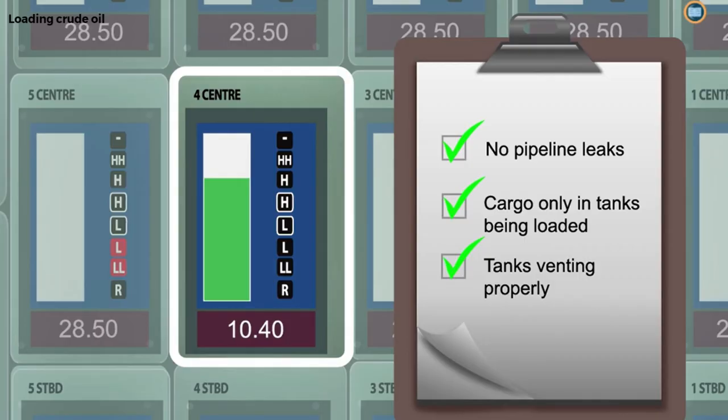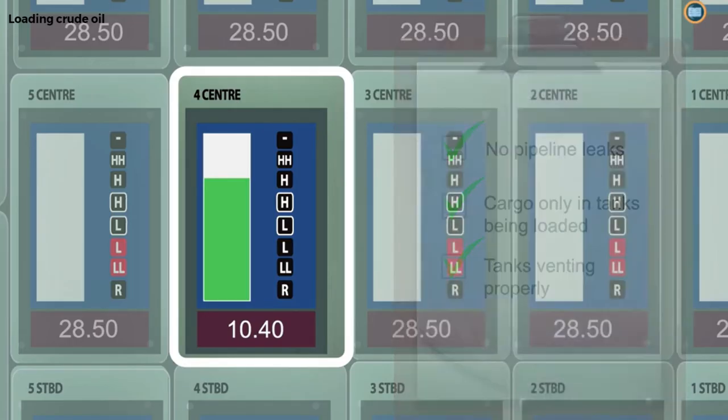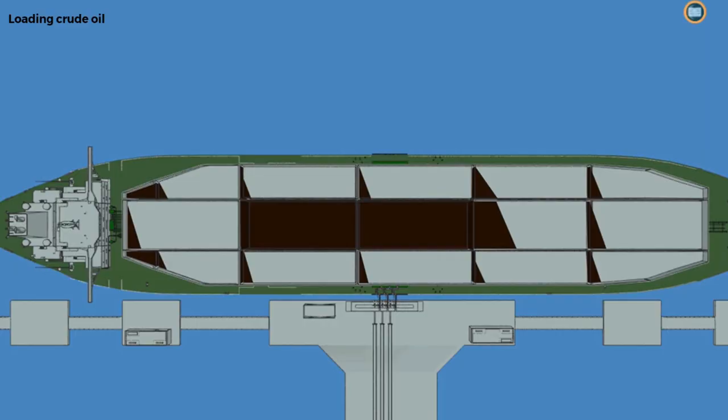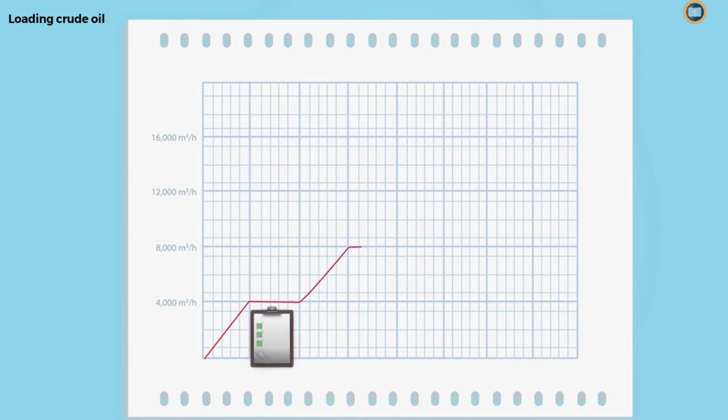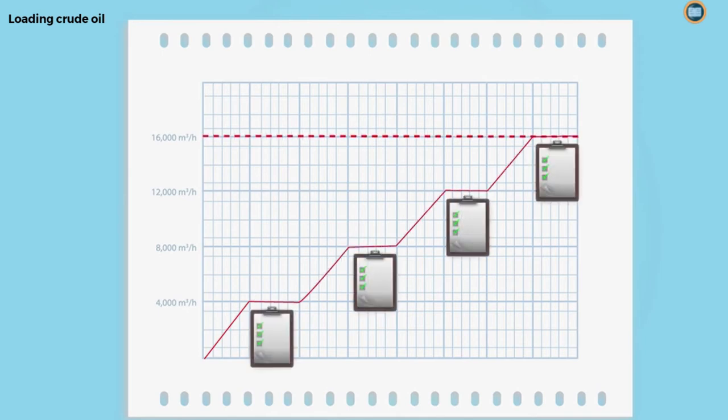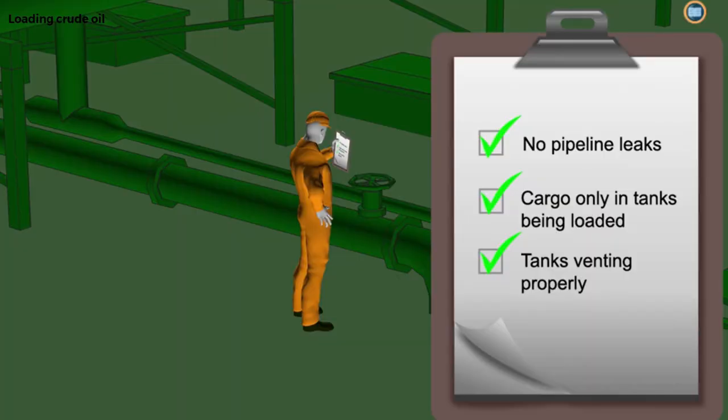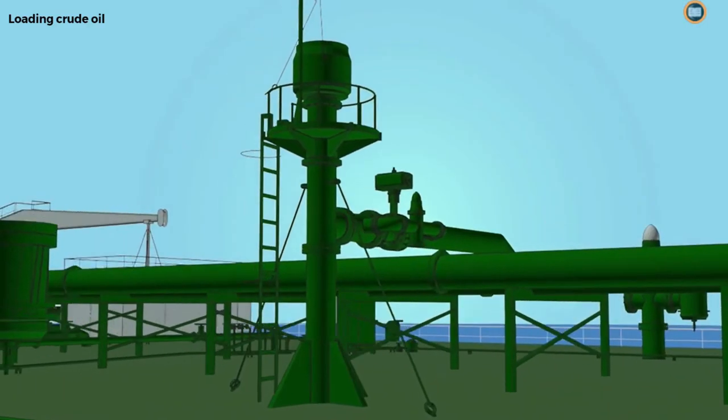When you've confirmed that there are no leaks, the cargo is entering the correct tanks, and they are venting properly, the suction or filling valves on the remaining tanks to be loaded can be opened, and the loading rate can be increased. When loading at high rate, it's a good idea to slowly increase the rate over around 30 minutes. Good practice is to increase the loading rate in increments based on multiples of the single tank loading rate. Before increasing each time, check for leaks, make sure the cargo is only entering the tanks being loaded, and ensure that the cargo tanks continue to vent adequately.